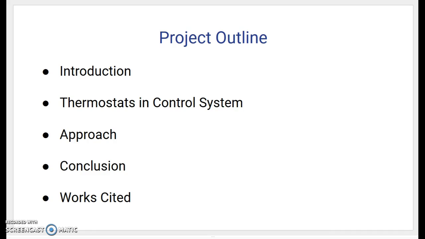Throughout the course of this presentation, we will first give a brief introduction into the purpose and history of thermostats. Following the introduction, we will discuss the overall home heating control system and the role a thermostat plays in that system. Next, we will detail the approach we took in modeling and simulating how a home heating system will operate. Finally, we will summarize our conclusions and take any questions the audience may have.